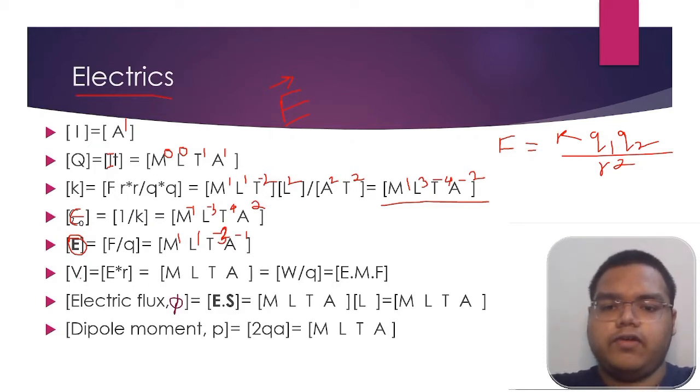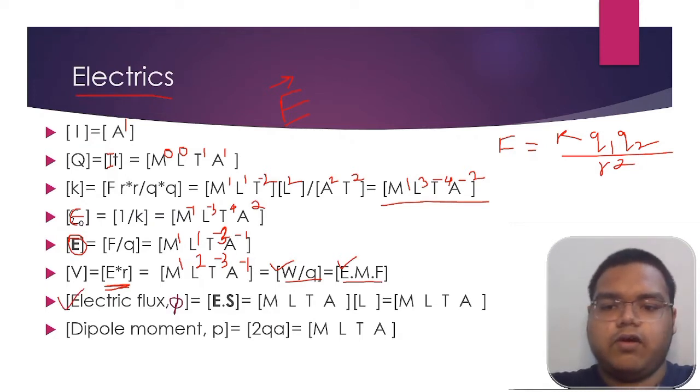V or voltage will have the dimension of either work by charge or E into R or E into distance, that is M to the power 1, L square, T to the power minus 3, A inverse, which is also the dimension of EMF or electromotive force.